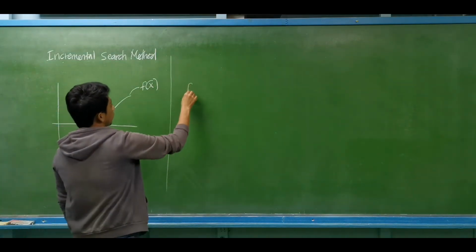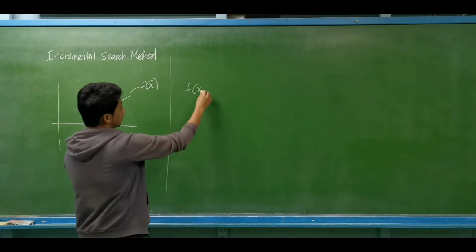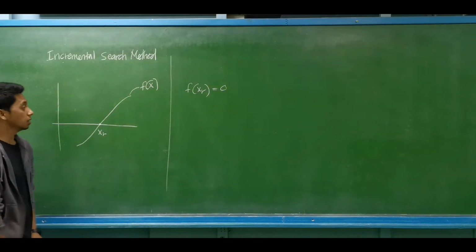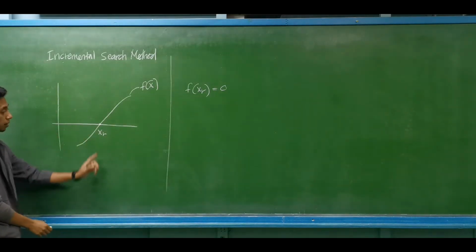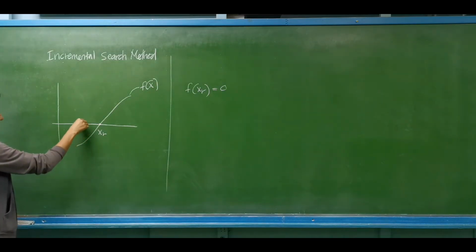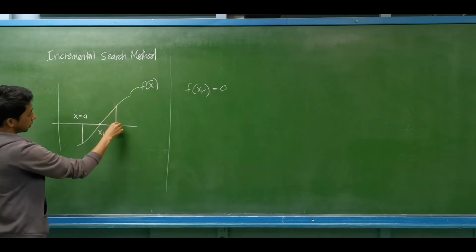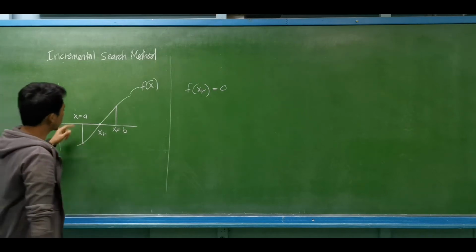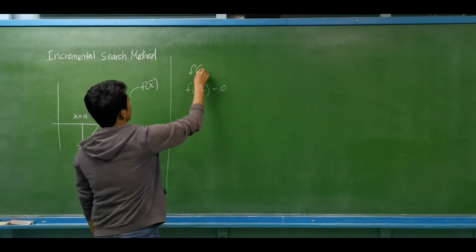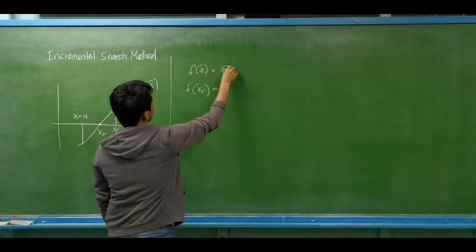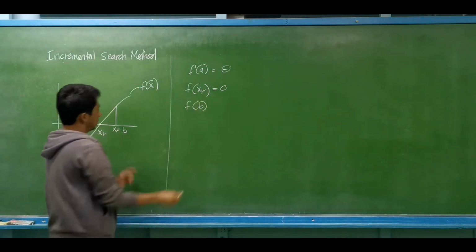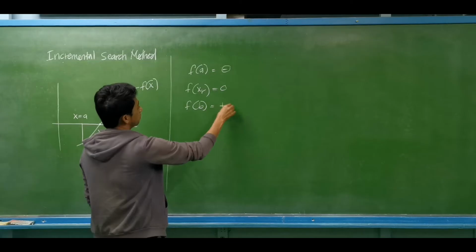We know that if we use the value of the root in the function, it will be equal to 0. So we assume a range wherein the root should be included. For example, x equal to a just before the root, then x equal to b just after the root. If we use the value of a, the function gives a negative value, then if we use the value of b, it gives a positive value.